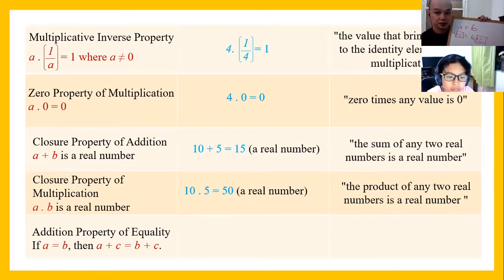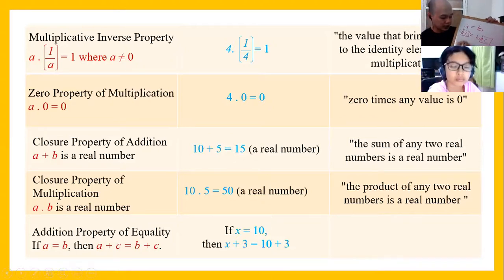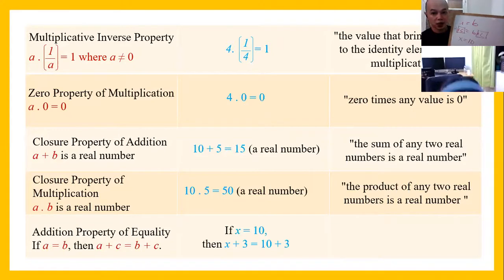Okay, Kristel? Let's have an example here. Okay, there you go. So x is equal to 10. That means that when you add 3 to this side and you add 3 to that side, it will be the same number. So x plus 3 is equal to 10 plus 3. Something like that.